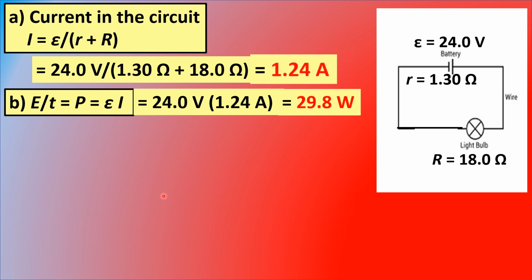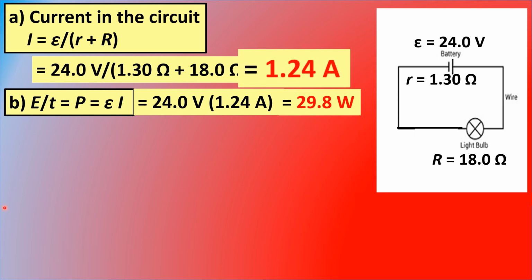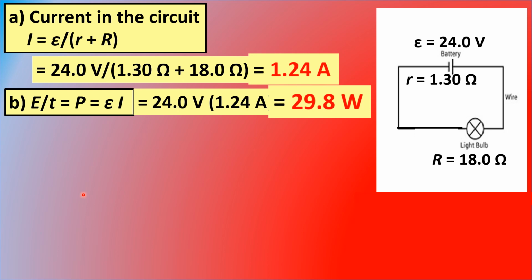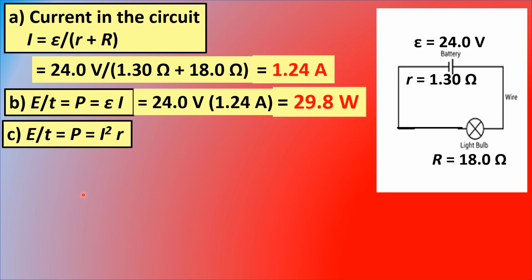In other words, the amount of energy that is converted from chemical to electrical form in the battery is equal to this power, 29.8 watts, which, as we all know, is also the same as 29.8 joules per second. Moving on to our question, letter C.